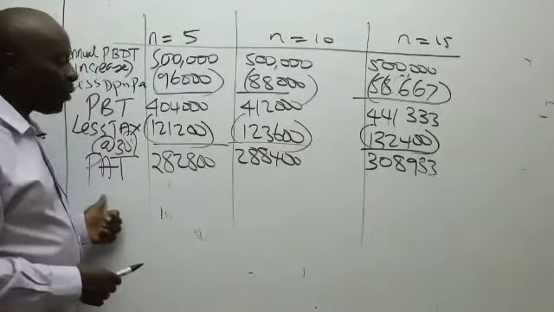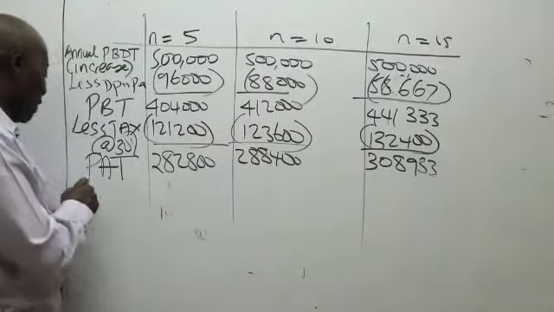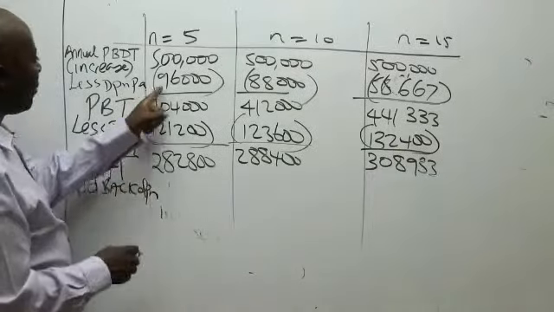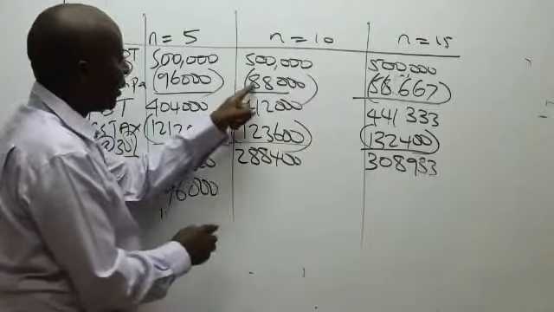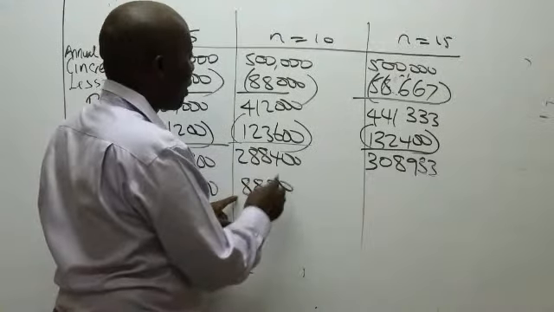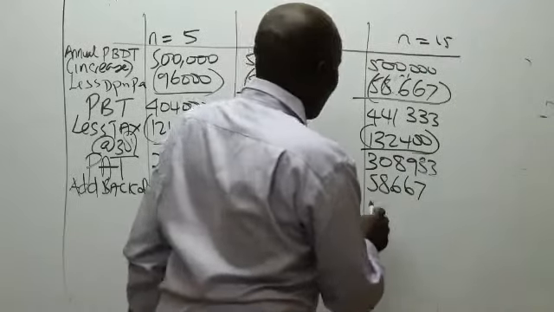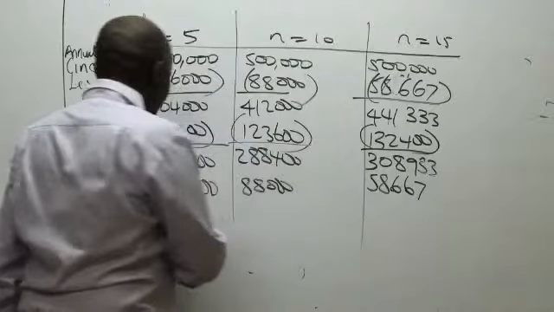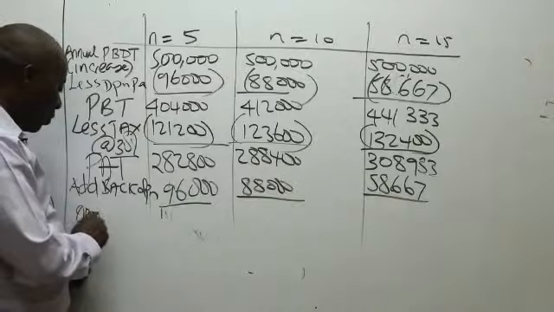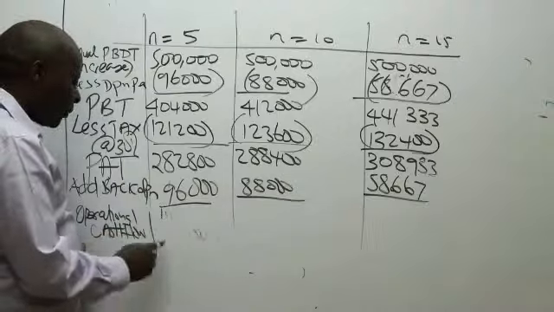Thank you very much. So having gotten profit after tax, what do you think will be the next thing that we should do? We add back depreciation amounts. I have them here: 96,000, 88,000, 58,667. So, ladies and gentlemen, could you kindly come and add them for you to give us the operational cash flow from our operations.